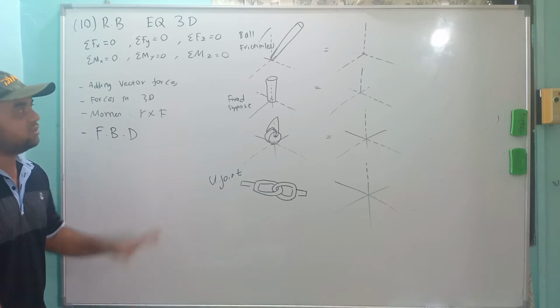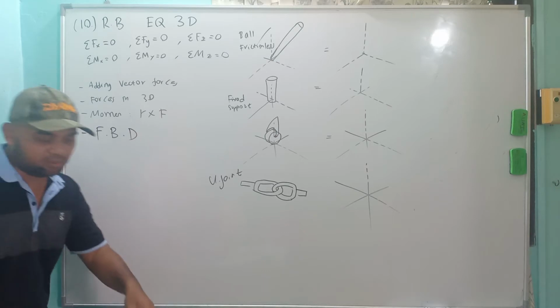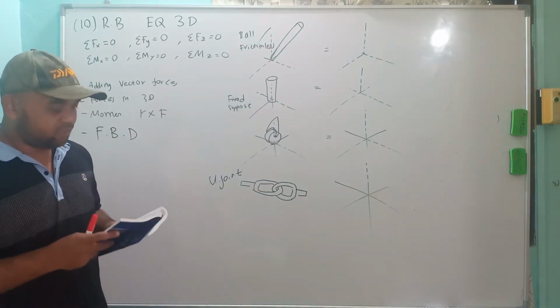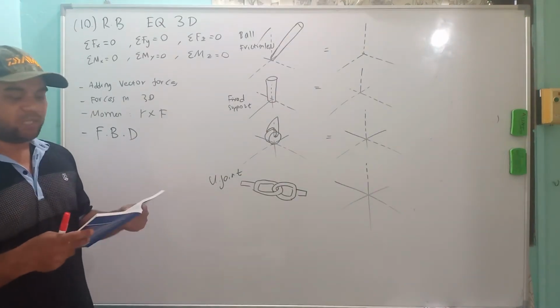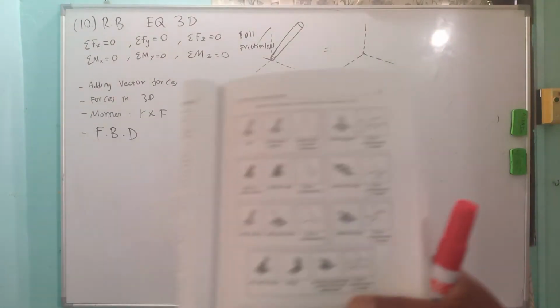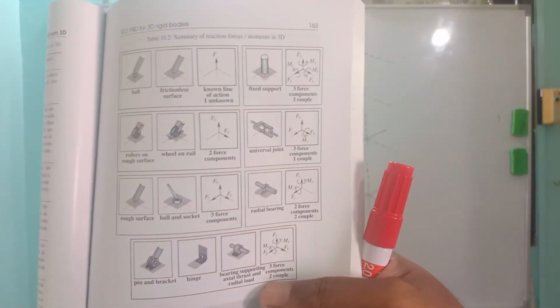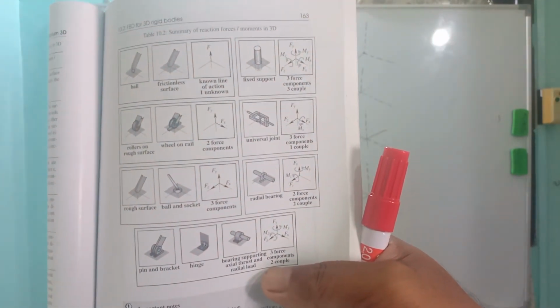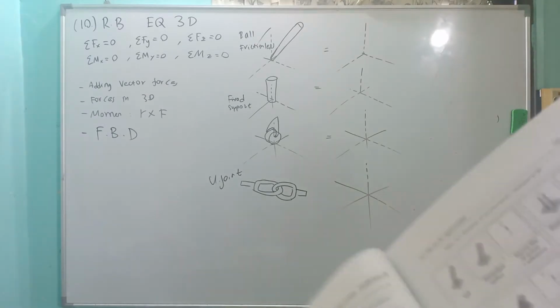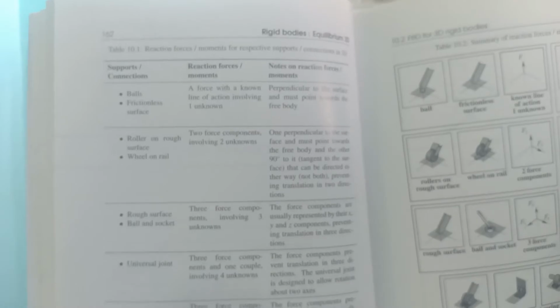In 2 dimension, but today I will just explain a little bit more for 3 dimension. Okay, so we will refer to this table, which is table 10.2, page 163. This table, you can refer to your book about this table. The figure is given here, but the explanation is given in the page before. So you have the explanation.